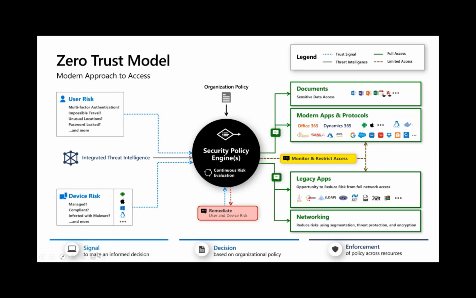Again, this is the simple format: signal, decision, and enforcement. You get the signal based on user risk and device risk, then you design your policy here, and then you enforce it based on the different perimeters: network, legacy applications, modern applications, documents. At the end, you get clear visibility and monitoring, so you know who is doing exactly what, from which devices and which location. So that's the whole concept of the zero trust model for authentication and user access management.